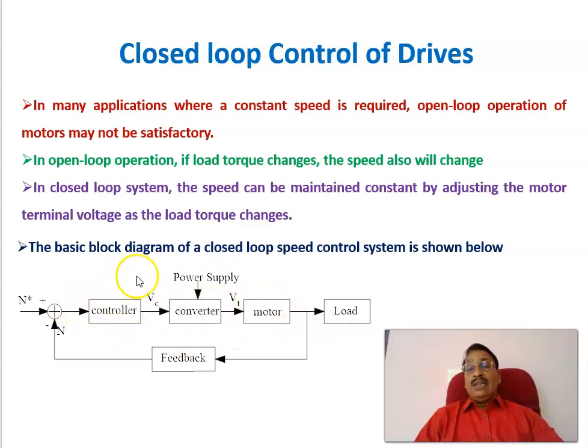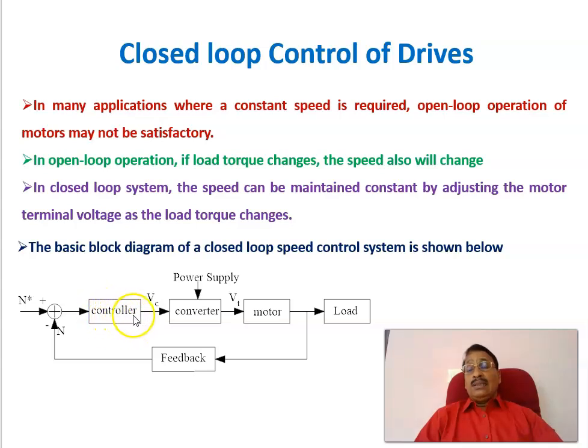Now, this is the basic block diagram of a closed loop speed control of a motor system, in which the reference speed is given as N star, and the actual speed of the motor is sensed using a speed sensor that is fed back as a negative feedback signal. The error is taken, and that error is given to a controller.